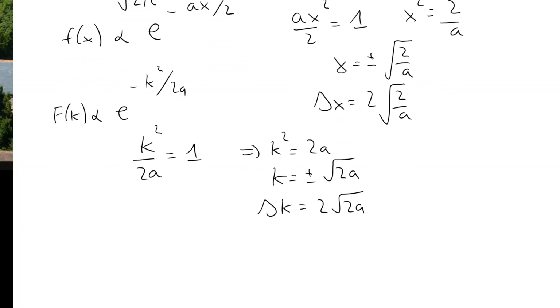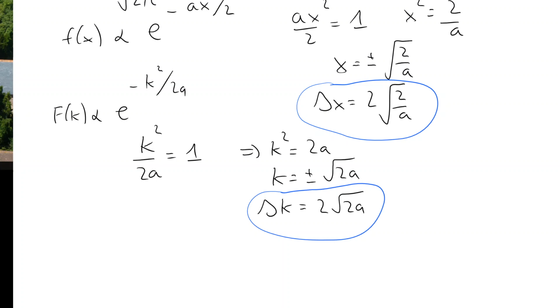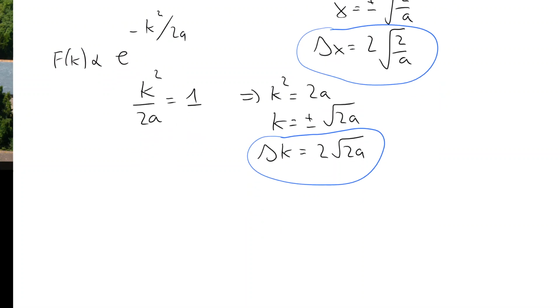And if we compare now the width delta x and the width delta k, so the width of the original function and the width of the Fourier transform, we can see that delta x is proportional to 1 over the square root of a, and delta k is proportional to the square root of a. So the two widths are inversely proportional to each other. The other way of writing that is to write the product, delta x delta k, that's equal to 2 square root of 2 over a times 2 the square root of 2a, like that.